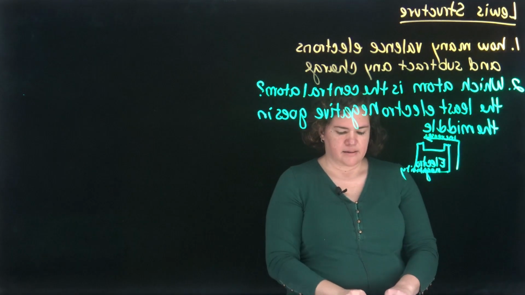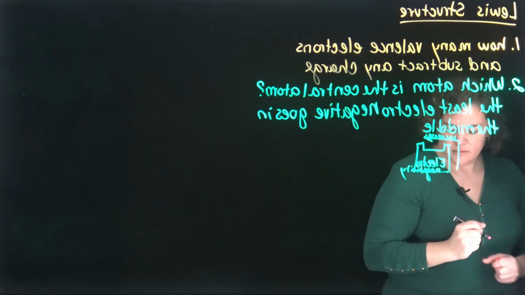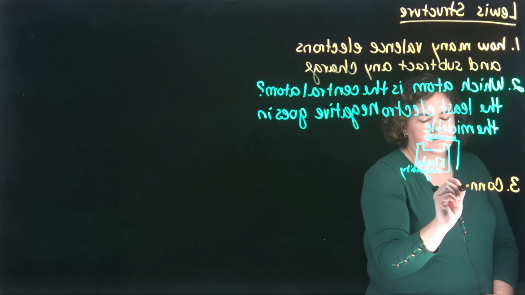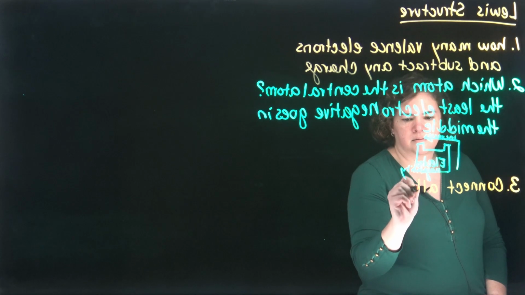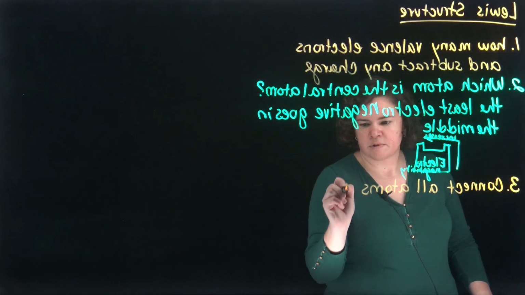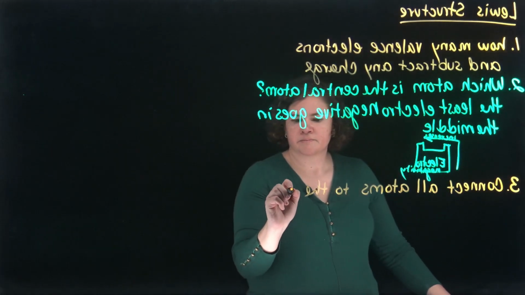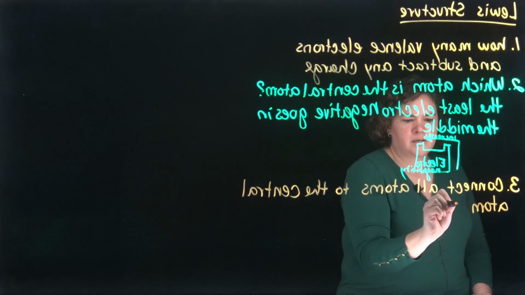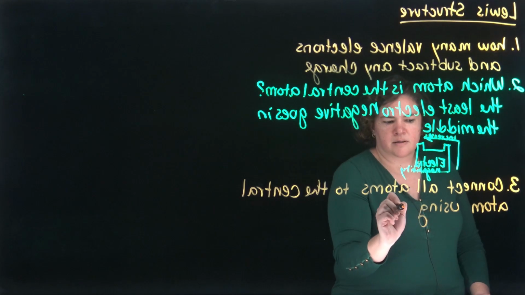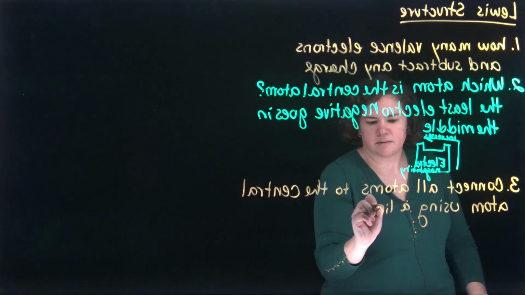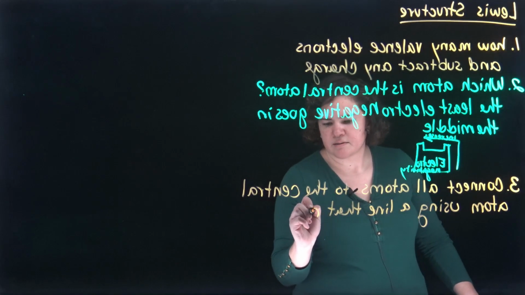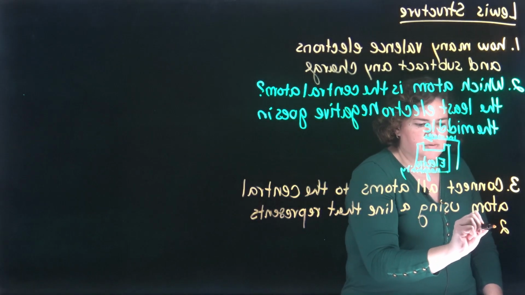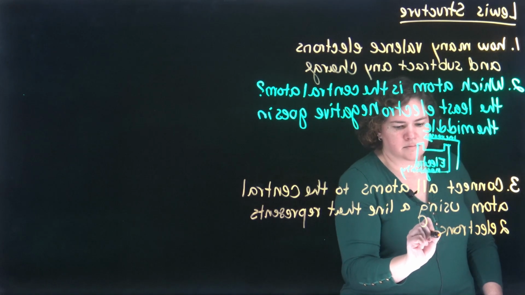Once you've connected all the atoms with a line, connect all atoms to the central atom, using a line that represents two electrons in a bond.